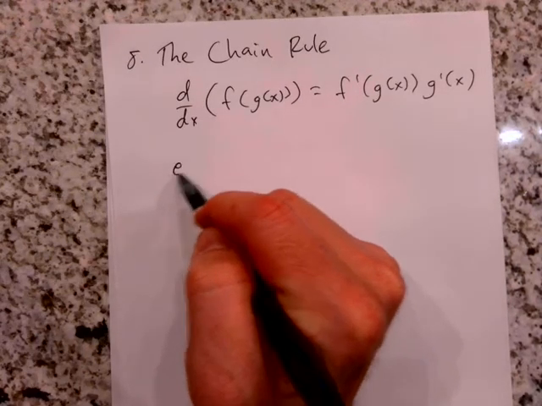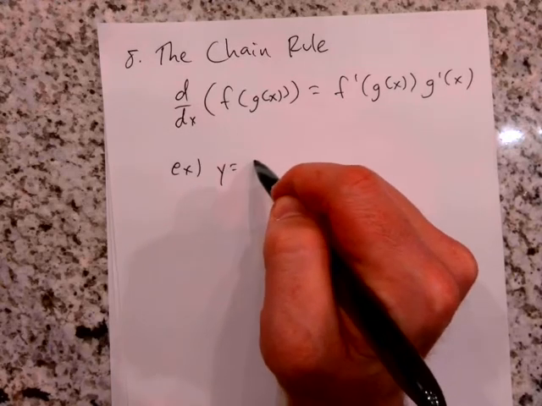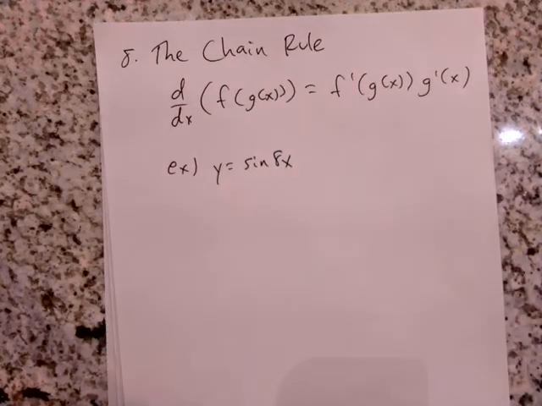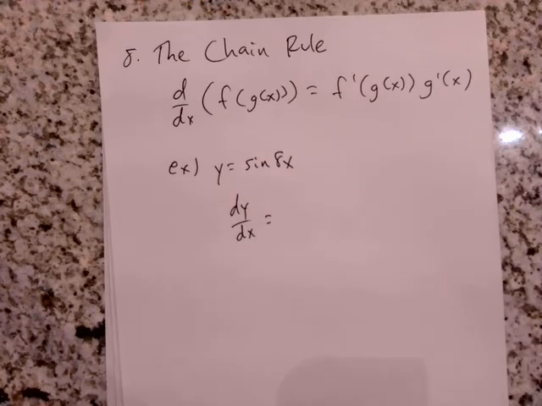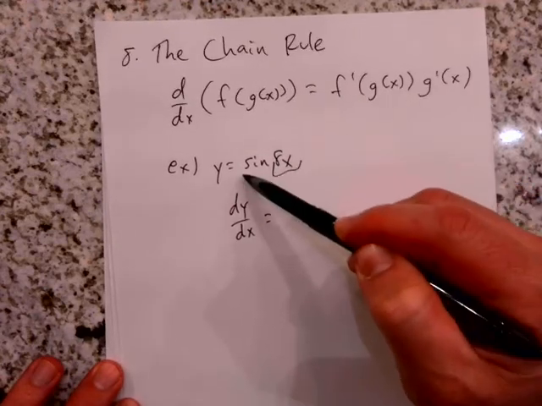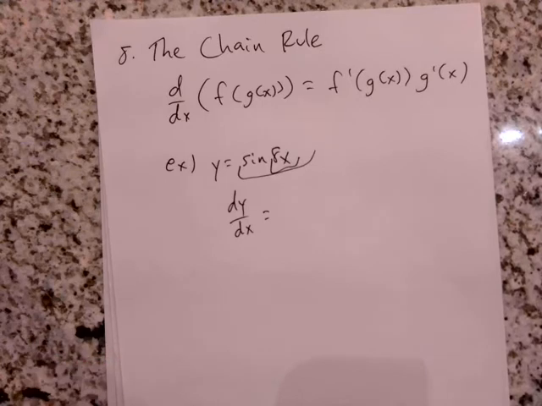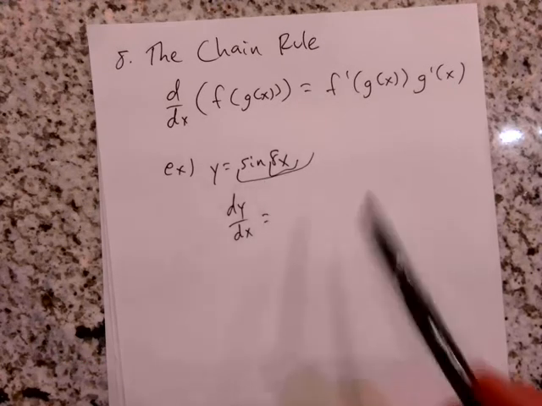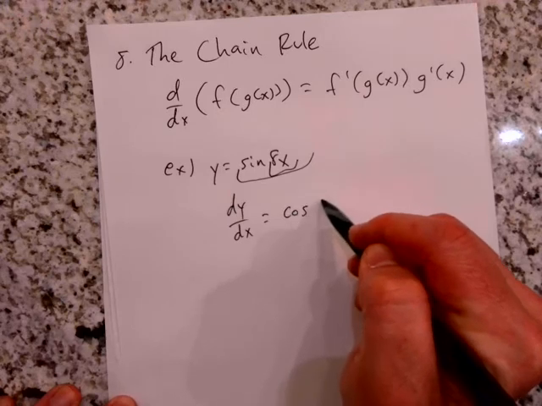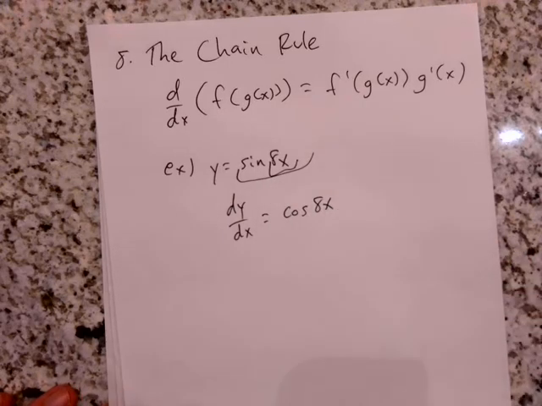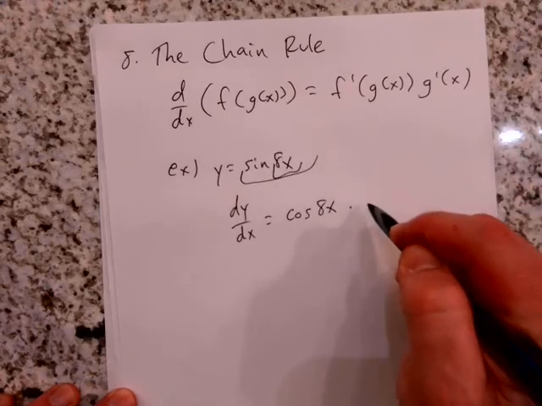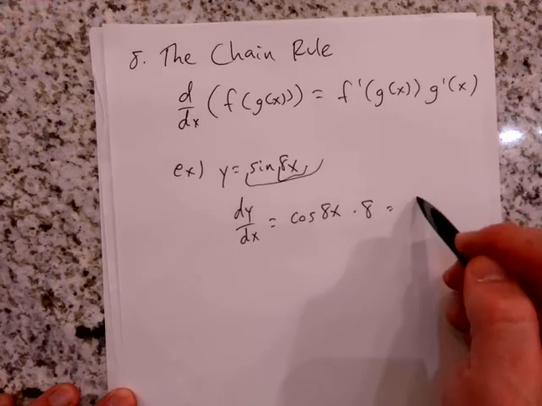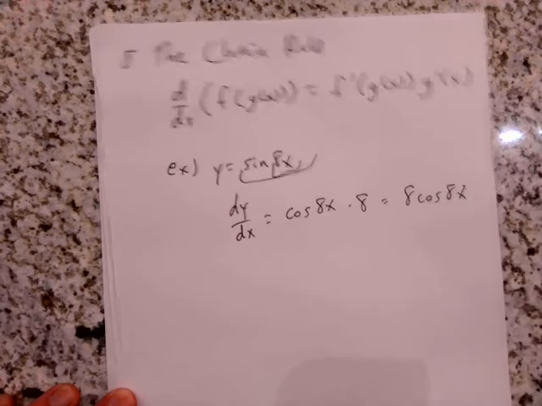For an example, let's check out a trig function, sine of 8x. So according to the chain rule, when you differentiate to find dy dx, we have 8x inside of sine. So we start from the outside and work our way in. The derivative of sine of 8x is cosine of 8x. That tells you how fast the sine part changes. And then times g prime, the derivative of the inside function, which is 8. So the overall answer is 8 cosine 8x.